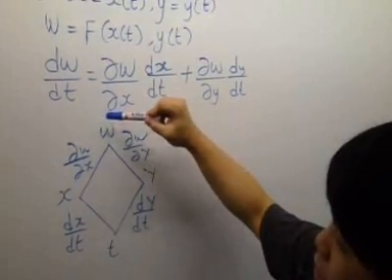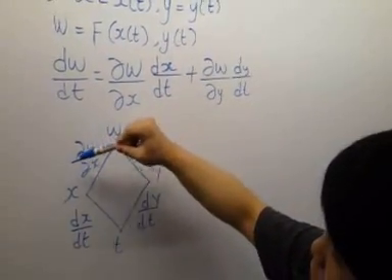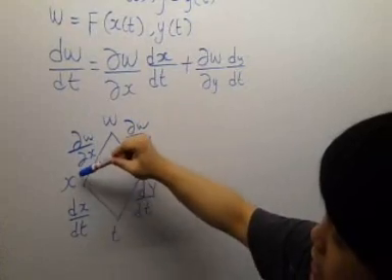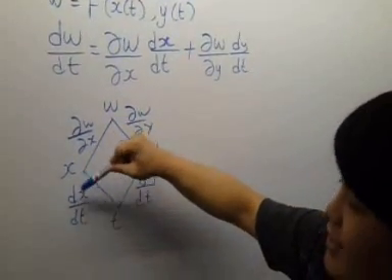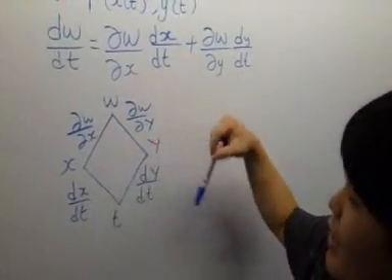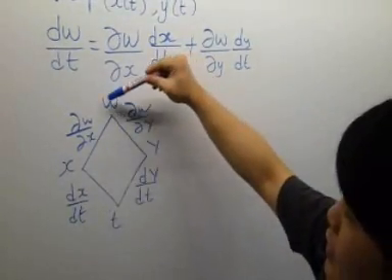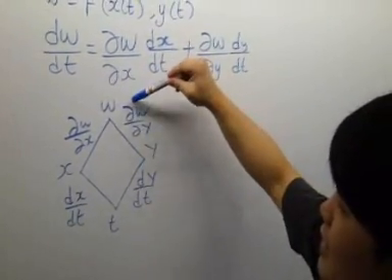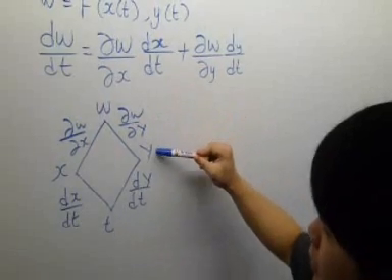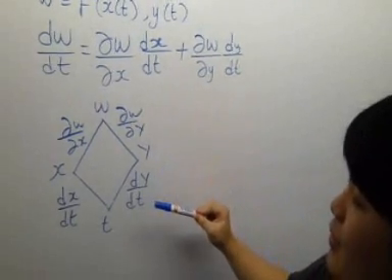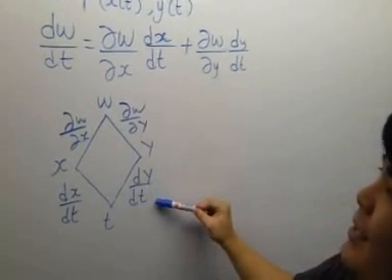From w to x, you put dw over dx, and then from x to t, you get dx over dt. Same rule applies here. When you want to get from w to y, you put dw over dy, and then from y to t, you get dy over dt.